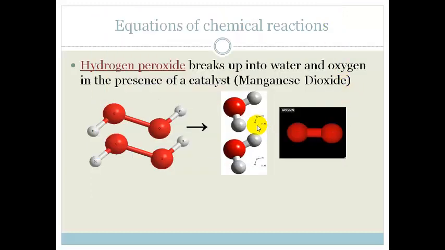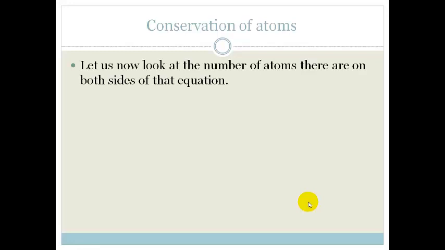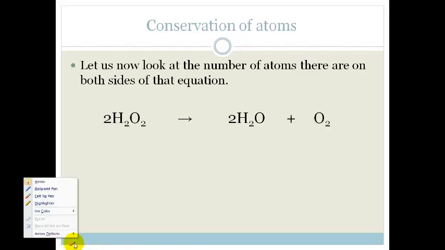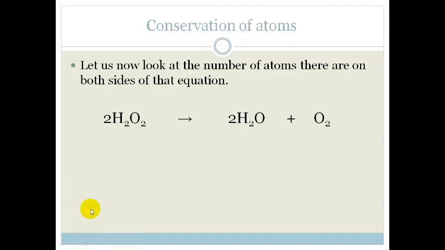So again, you've seen now that hydrogen peroxide breaks up into water and oxygen in the presence of a catalyst. And the equation for that is that hydrogen peroxide goes to water and oxygen. Let's just look at that more clearly. I just need to get my pen going here, in color, we'll use blue. Now, we want to look at the fact that the number of atoms is conserved in the reaction.